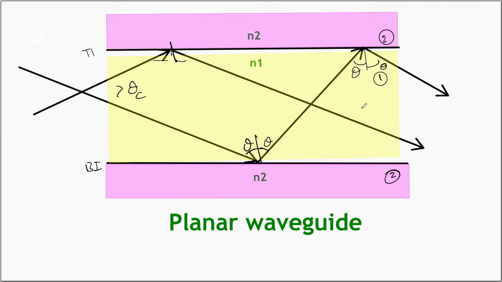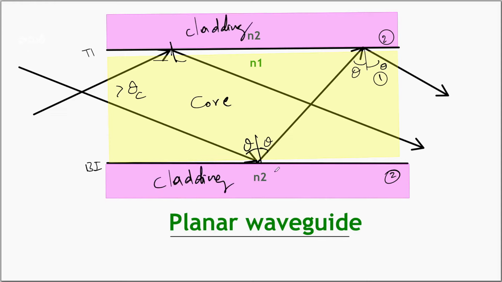This type of geometrical arrangement of dielectrics with refractive indices N1 and N2 is known as a planar waveguide. The central slab is going to hold the entire light that is entering into the arrangement, and the central slab is called the core, and the slabs above and below are called the cladding. Since the refractive indices of these two slabs are the same, we may call this a symmetric planar waveguide.